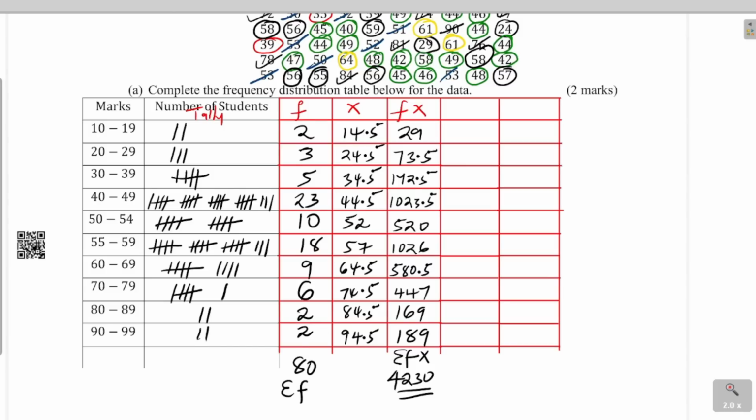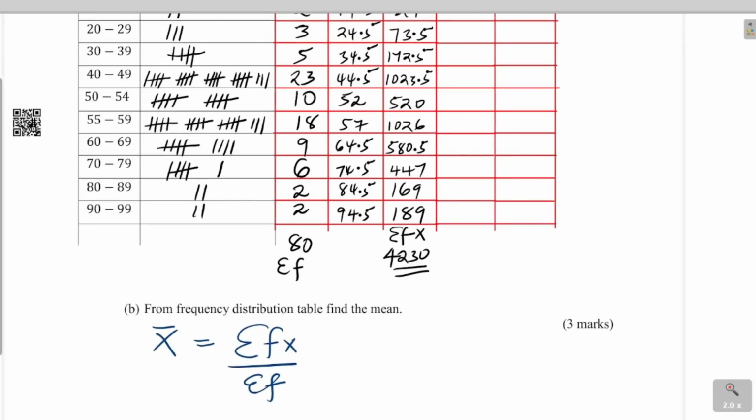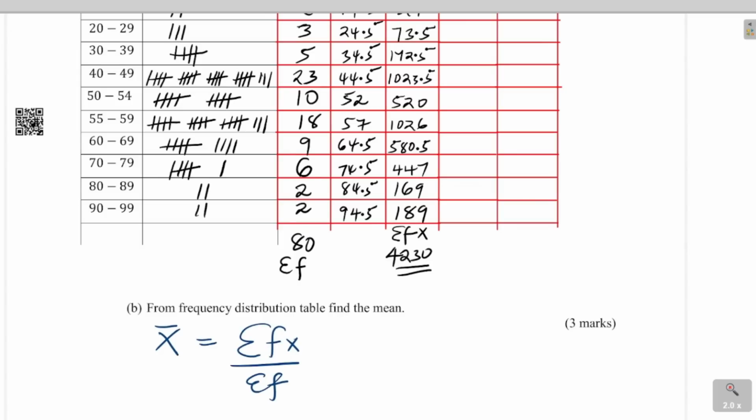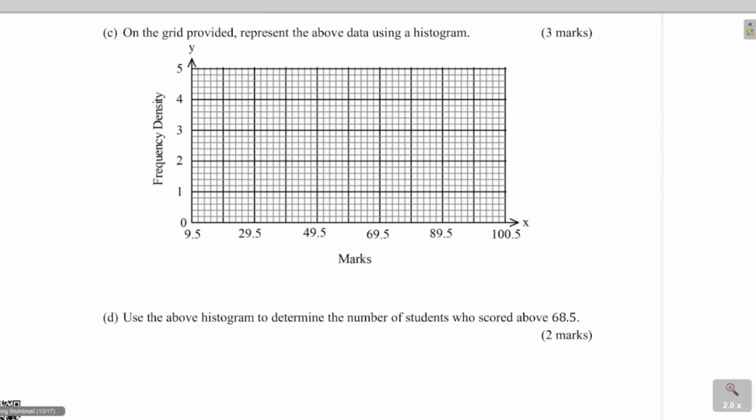Now with that, you can get now the mean, since you just need to get the summation of fx, which is 4230 divided by 80. And this one, when you divide it, you'll get 52.875. That is how you get the mean. We go to the next one.